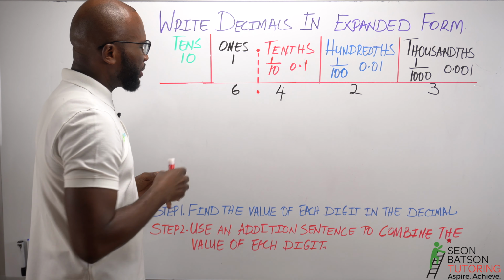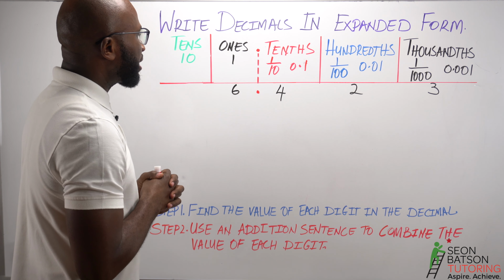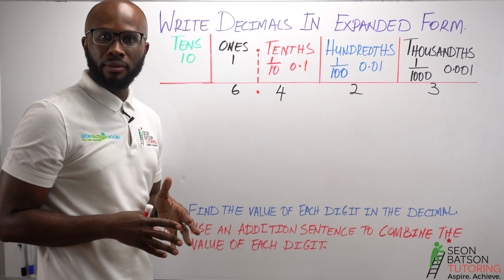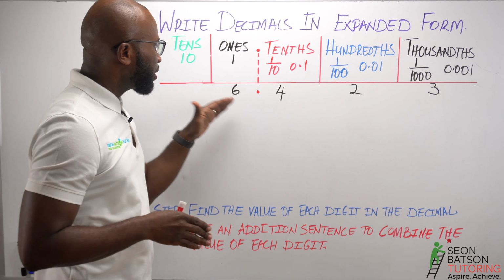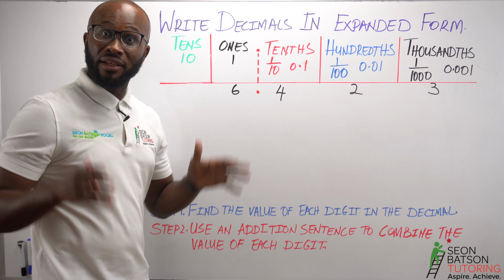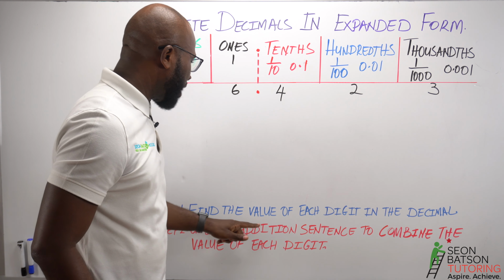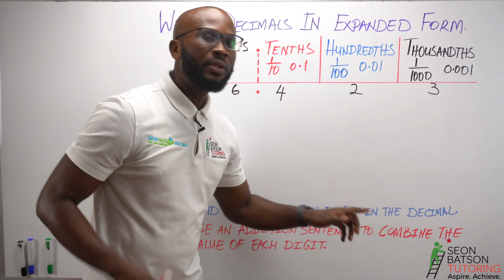All right, now let's get the party going. For the first example, we have 6 and 423 thousandths, and we would like to write this decimal in expanded form. Step 1, we will find the value of each digit in the decimal.